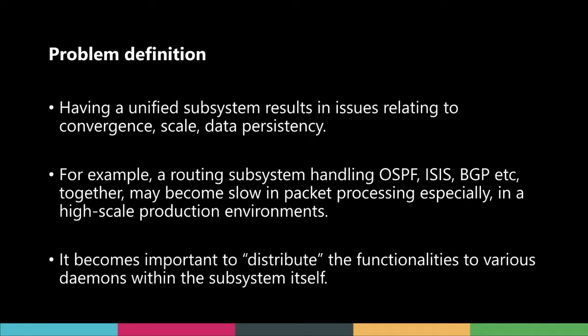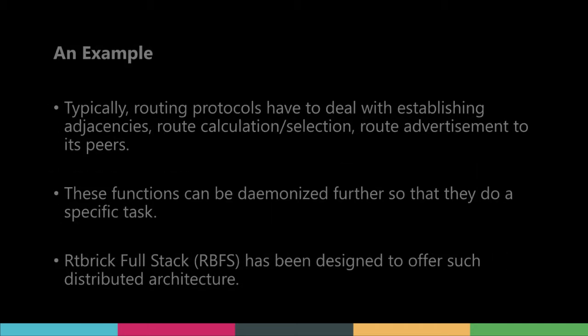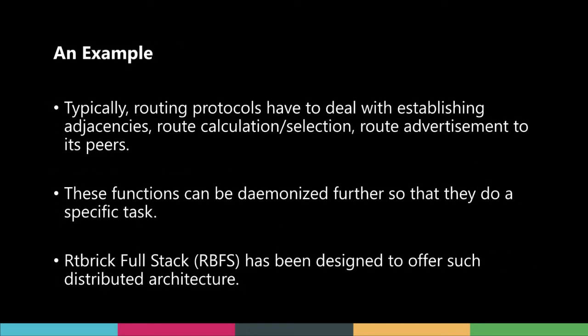An obvious disadvantage with this kind of design is that it puts a lot of burden on a single daemon, especially when there is a high scale in place. This affects route convergence as the packet processing happens in a sequential manner. As the scale gets higher and higher, the routing subsystem will have to carry out a lot of IO operations, route calculation, route selection, and these are very costly operations.